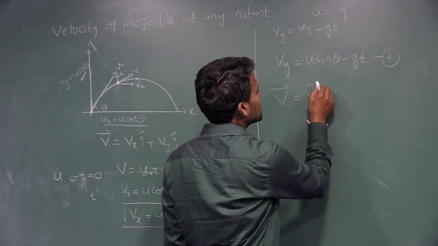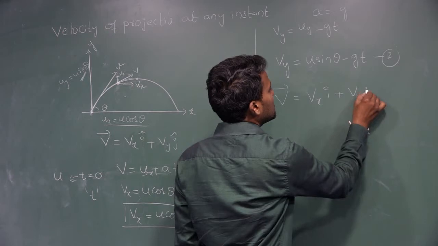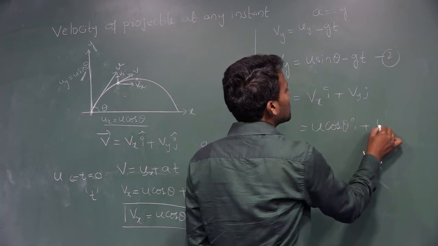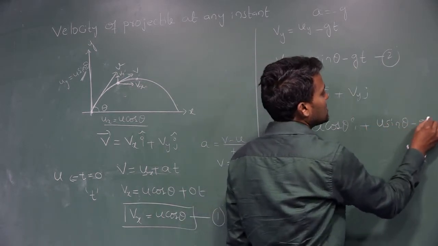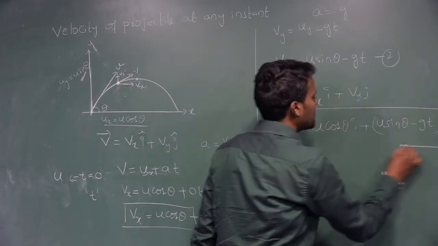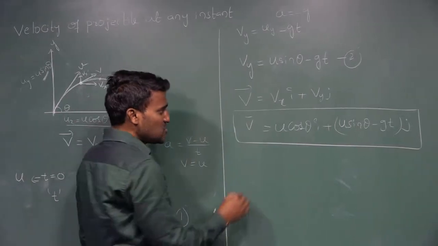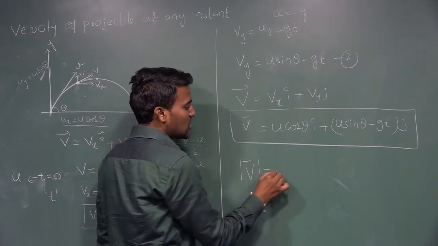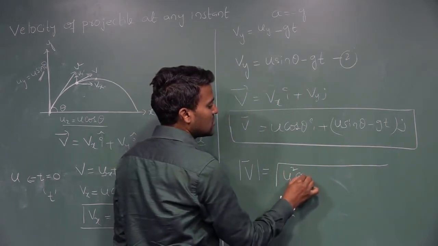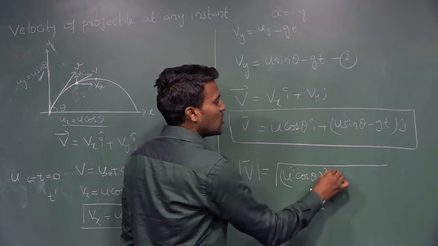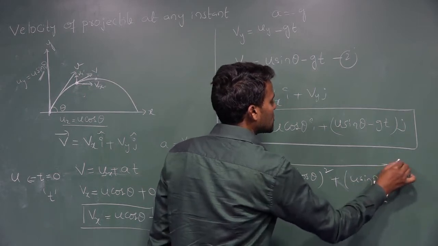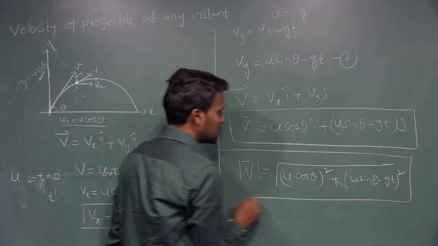V is equal to Vx i plus Vy j. Now Vx is equal to u cos theta i, Vy is equal to u sin theta minus gt j, isn't it? This is the velocity equation. You can write the magnitude as V bar is equal to the square root of u cos theta whole square plus u sin theta minus gt whole square. This is the magnitude of the velocity.